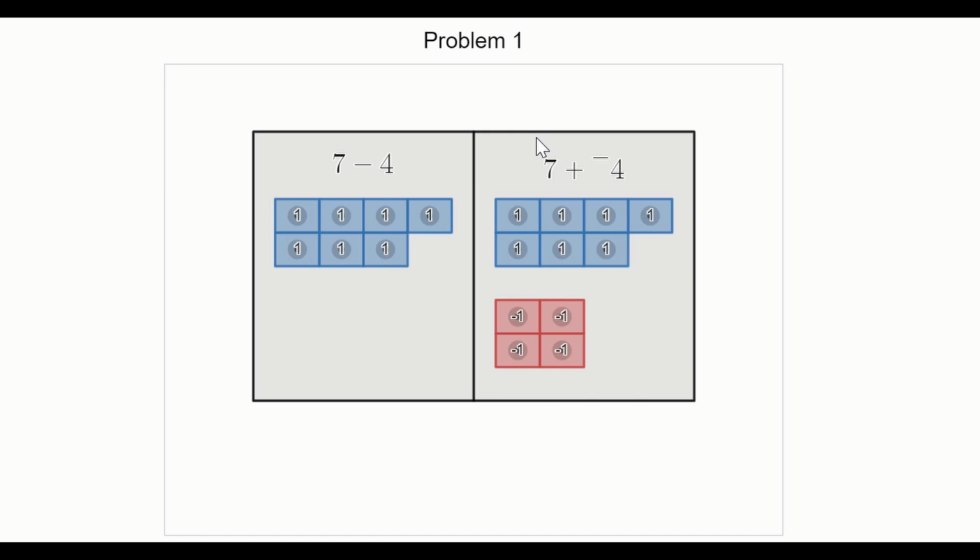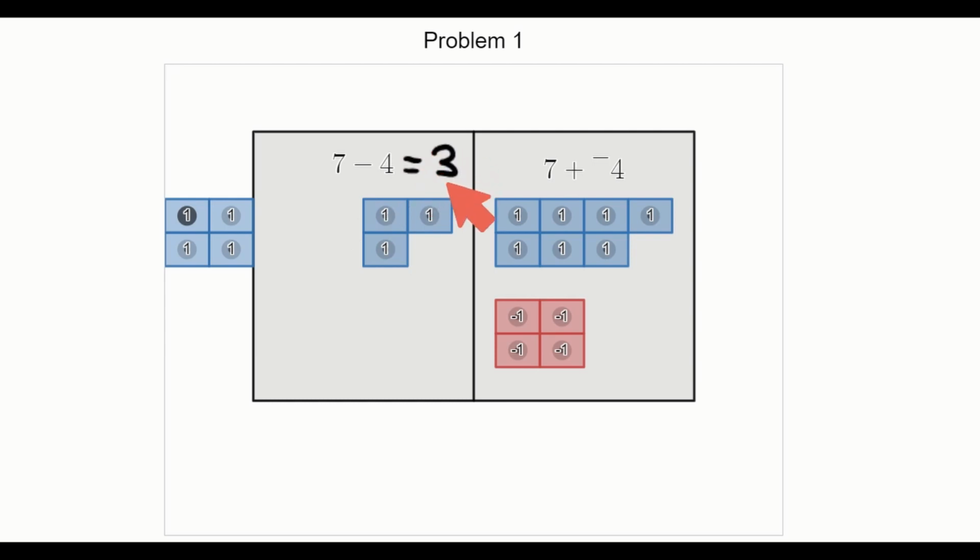Starting with the problem on the left, 7 minus 4. We're starting with 7 positive tiles, and we want to take away 4 positive tiles. So let's drag 4 off the mat. And we see that we have 3 tiles left over. So 7 minus 4 equals 3.